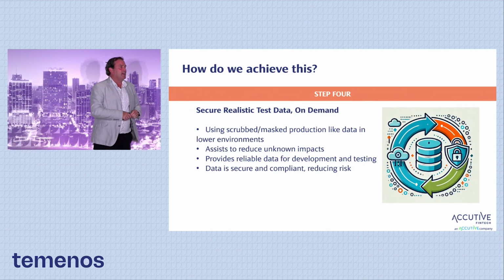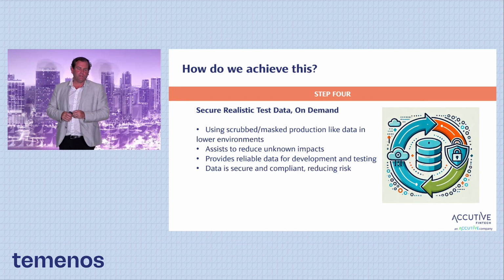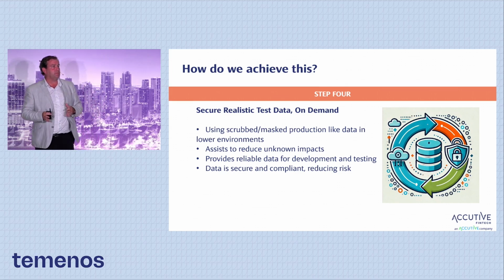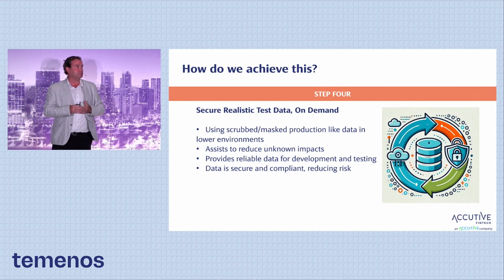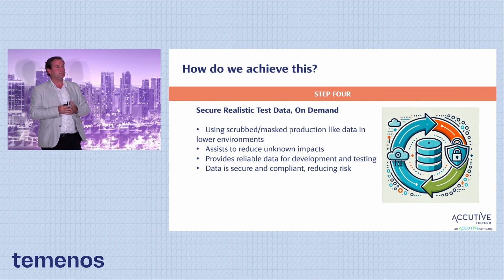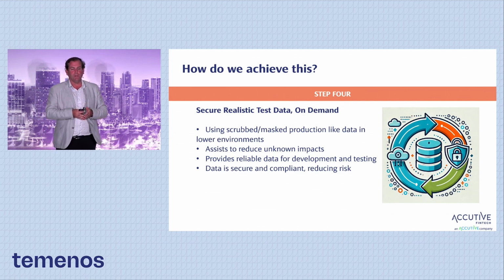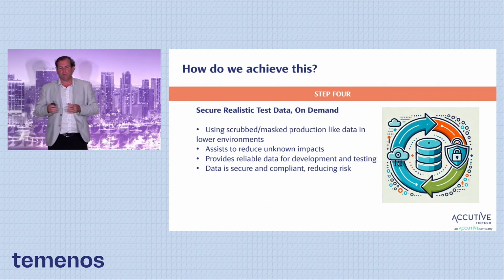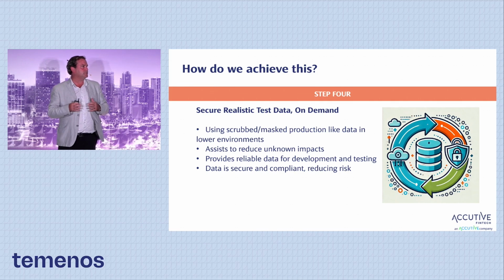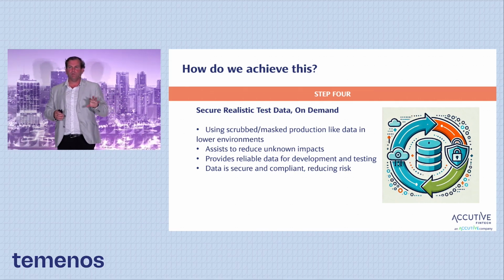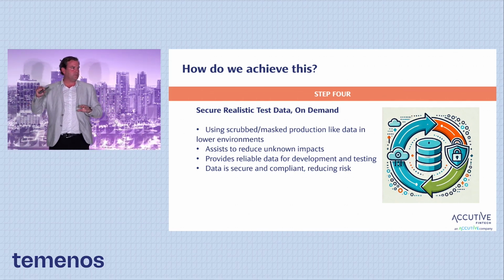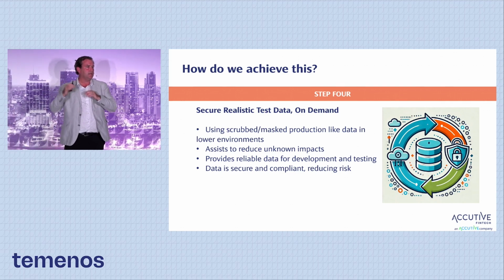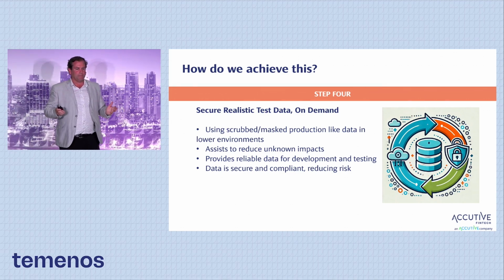Okay, step 4. I talked about having secure data, right? So PII data. We actually recommend using scrubbed production data in your lower environments, but it has to be scrubbed and masked. You have to be secure. What this does, and the reason we recommend it, is because it assists to reduce unknown impacts. Sometimes your lower environments aren't quite the same as your prod. There might be a slight difference in data, the data fields, different structures. So this stops any unknowns coming up.